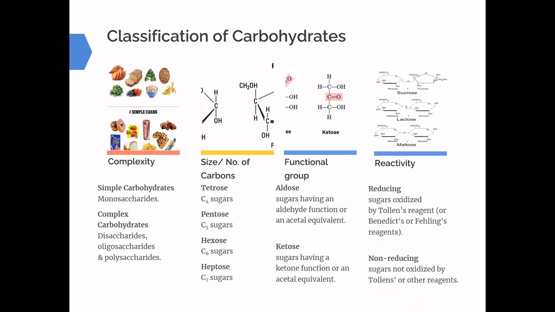They are classified based on reactivity as reducing or non-reducing sugars. The sugars that can reduce Tollens' reagent, Benedict's, or Fehling's reagent are called reducing sugars, and the ones that cannot are called non-reducing sugars.